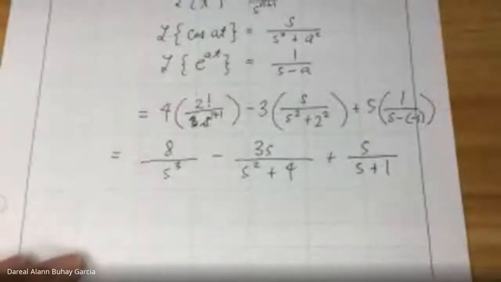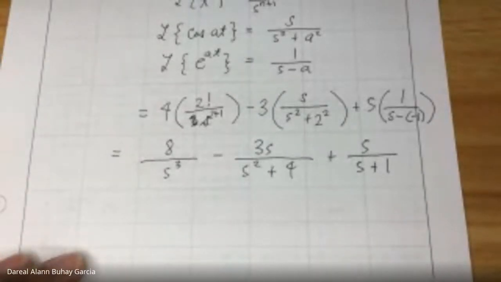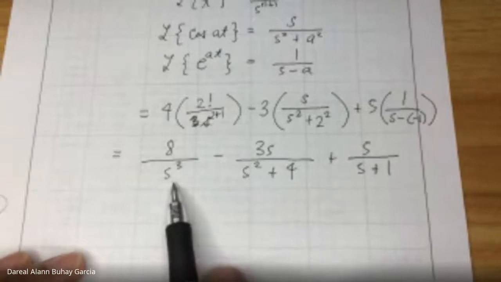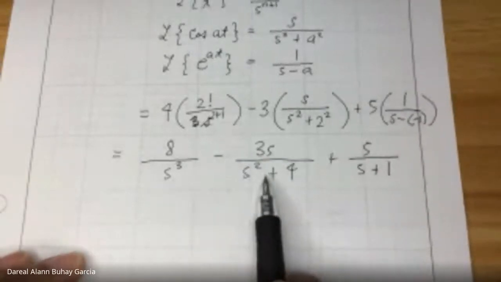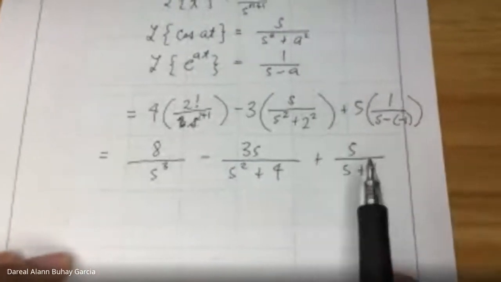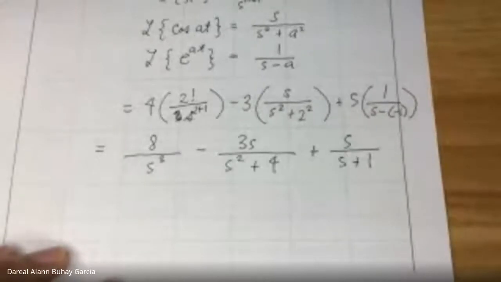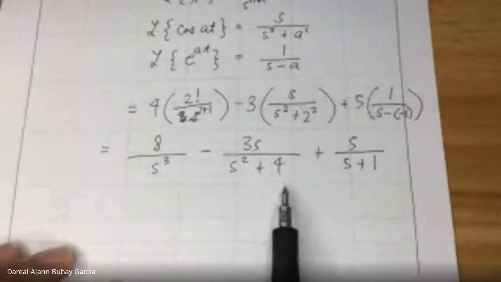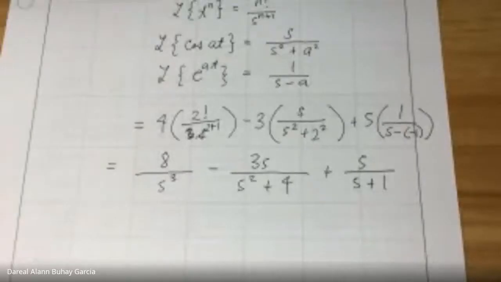Okay? Is it the same as the answer on the slide? Exactly: 8 over s cubed minus 3s over s squared plus 4 plus 5 over s plus 1. Do you get it, class? Yes, sir. Any questions so far? Okay, none yet.